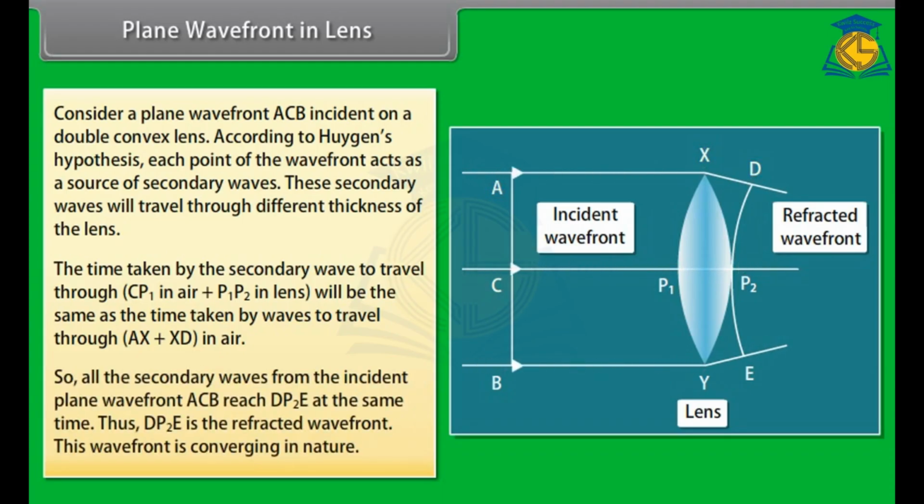So, all the secondary waves from the incident plane wavefront ACB reach DP2E at the same time. Thus, DP2E is the refracted wavefront. This wavefront is converging in nature.